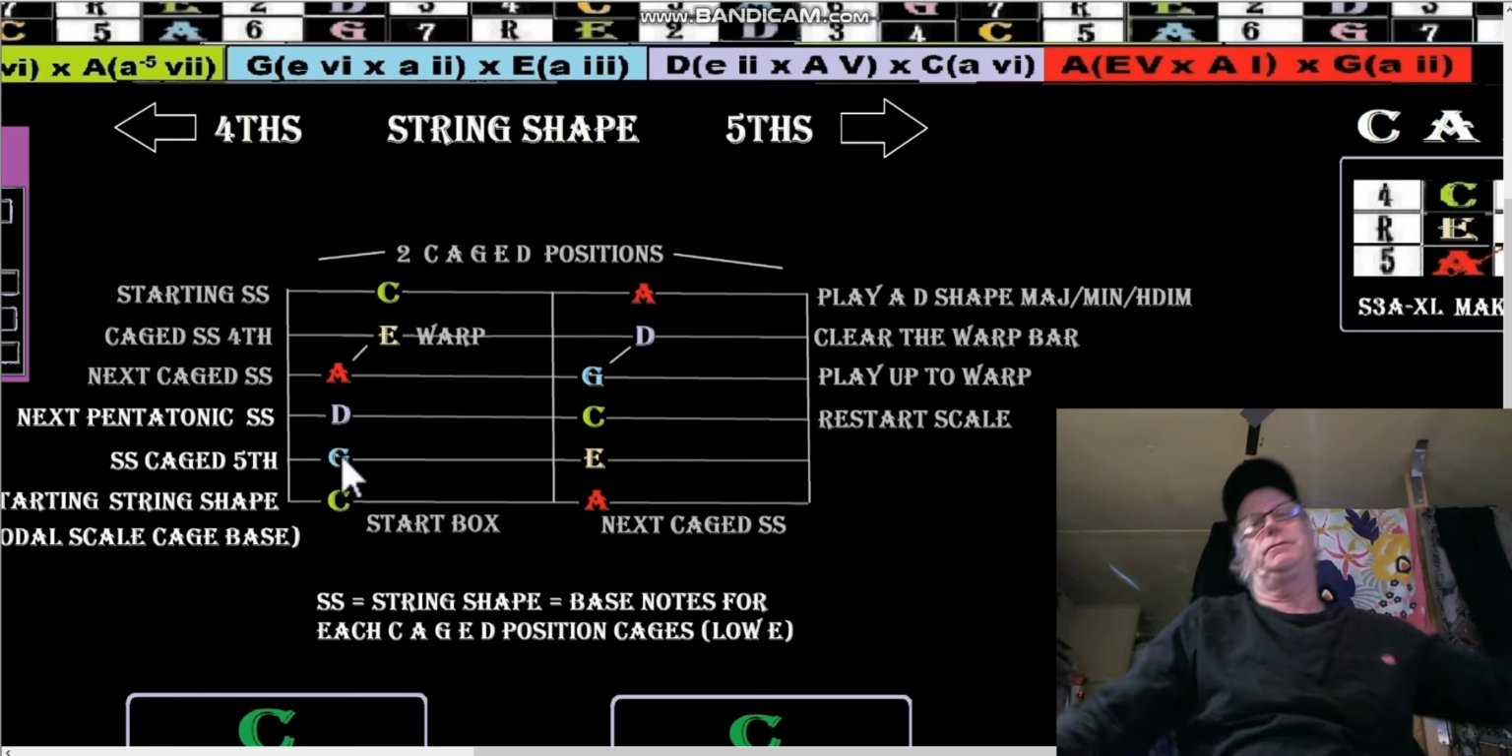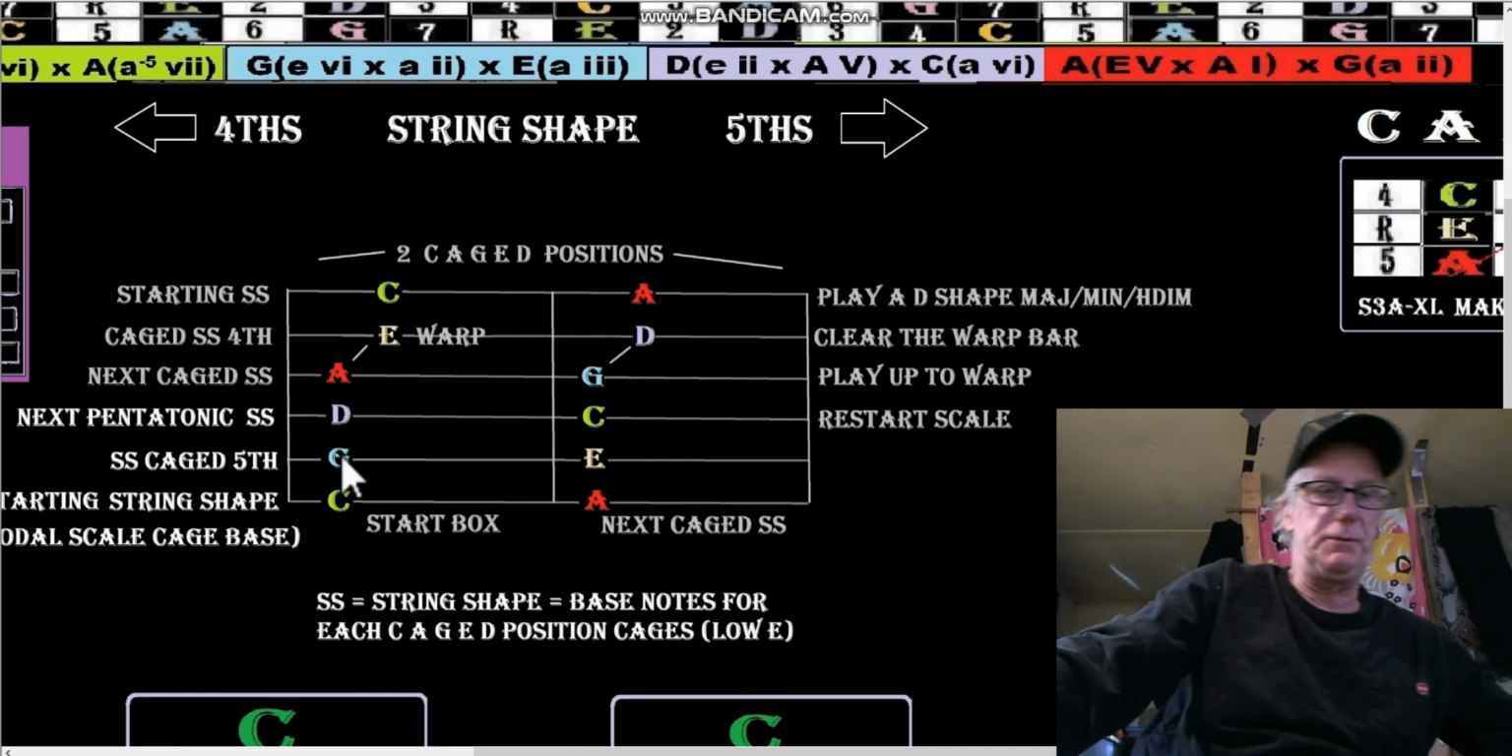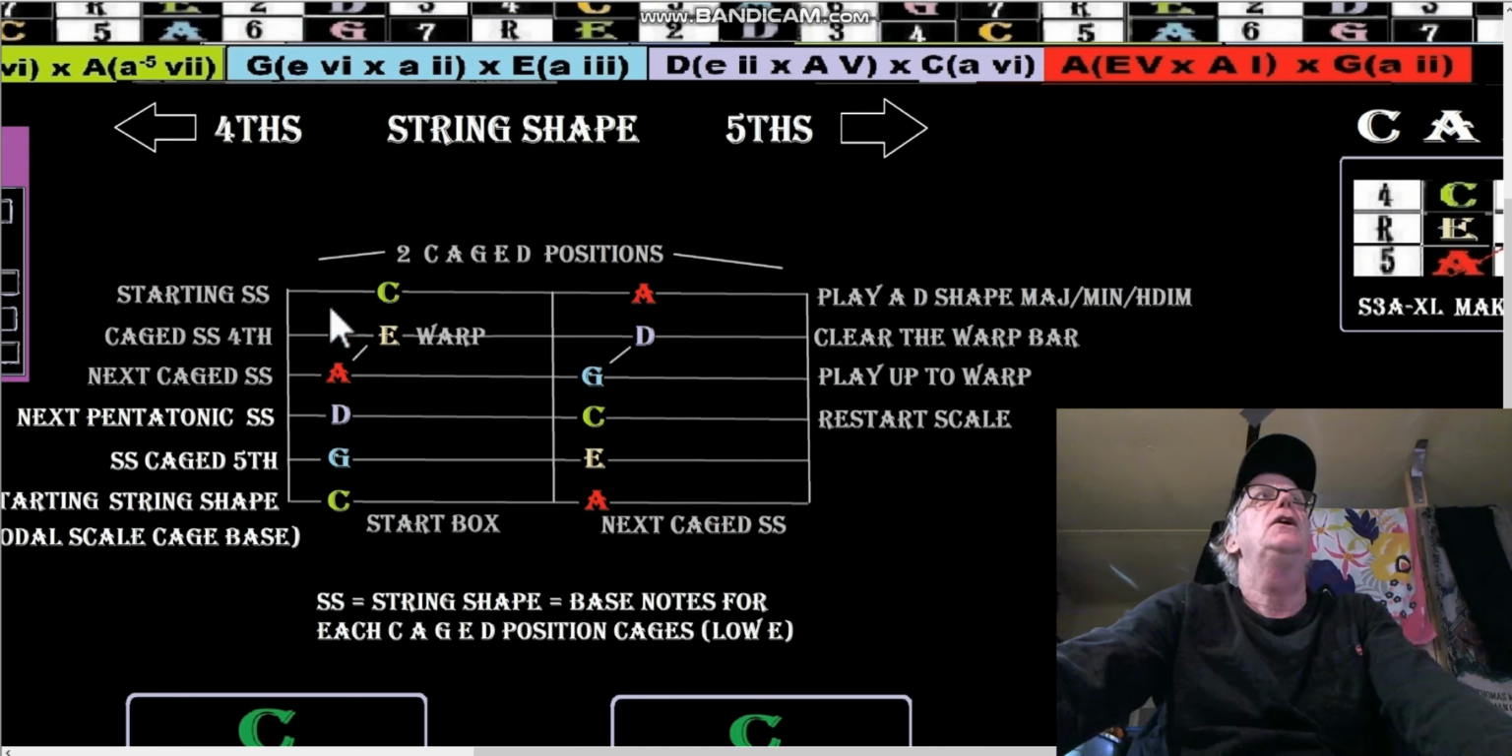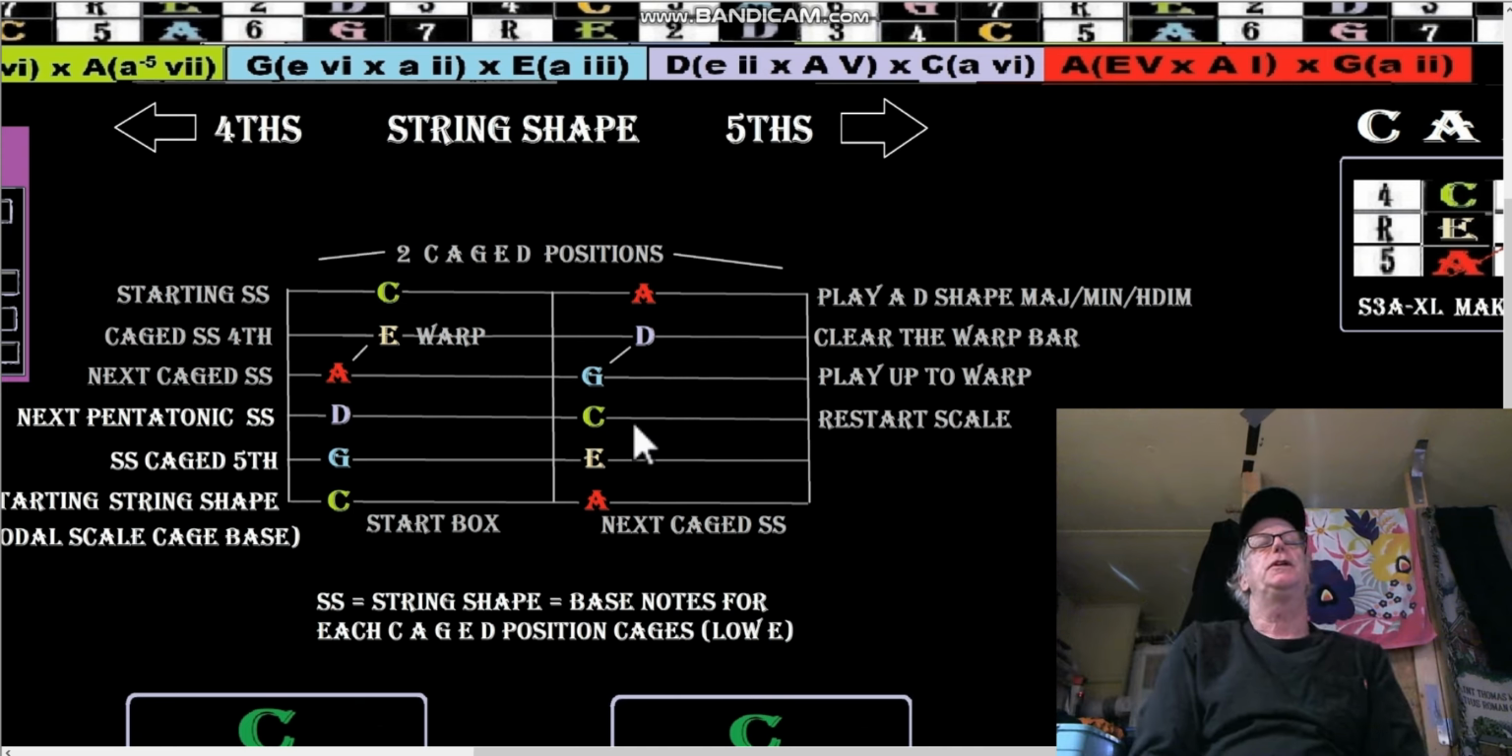So we've discovered some things, and we've also explained some things that you can do with any mode, any modal. Just start the scale over again, start the C shape again. It's been a really good lesson today. We'll just keep trudging along to the road of happy guitar playing.